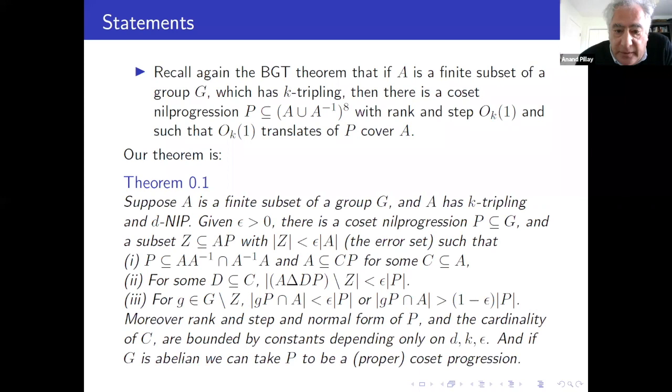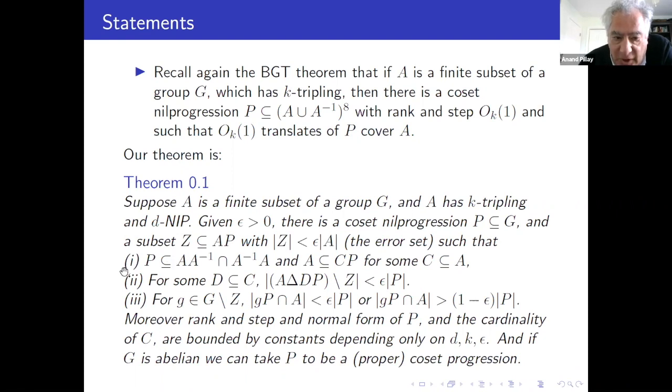Now let me state the theorem that we prove. I'm sorry, it's a little bit long. This is our theorem. Suppose A is a finite subset of the group G, and A has K tripling and is d-NIP. I'll just read through it, and then in the next slide I'll say what this is about. Given epsilon bigger than zero, there's a coset nilprogression P contained in G, and a subset Z contained in the union of the translates of A by elements of P. In fact, P will be finite also, of course. This is the error set, and the size of Z is less than epsilon times the size of A.